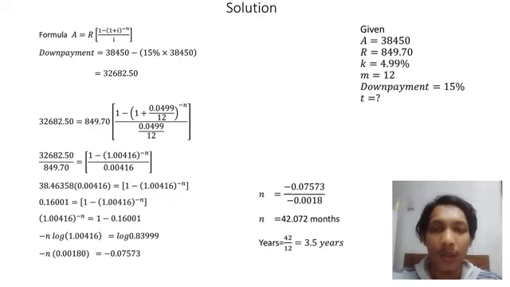Rearranging the formula leaves us with 1.00416 to the power of negative n equals 0.83999. By applying natural logarithms to both sides, we bring down the exponent and solve for n. The math gives us 42 months, dividing by 12. It will take Orchid exactly 3.5 years to settle the balance in full.